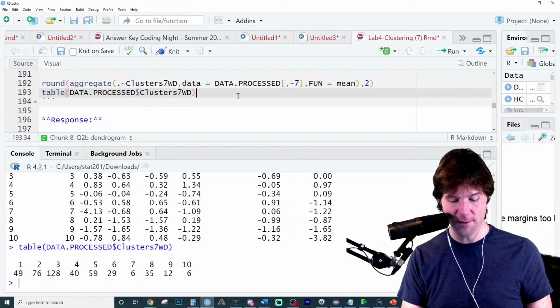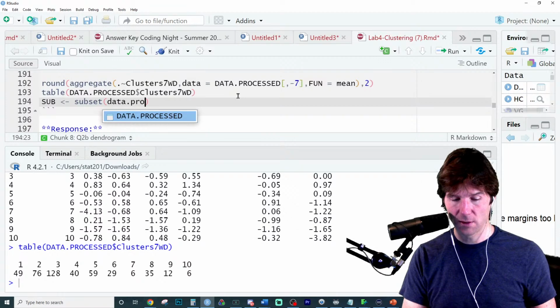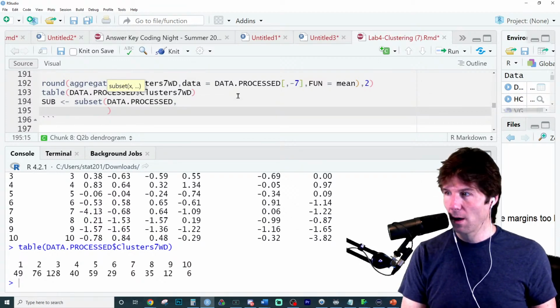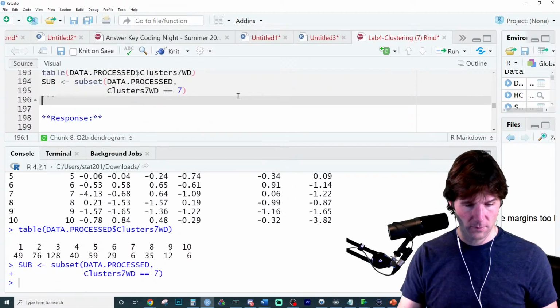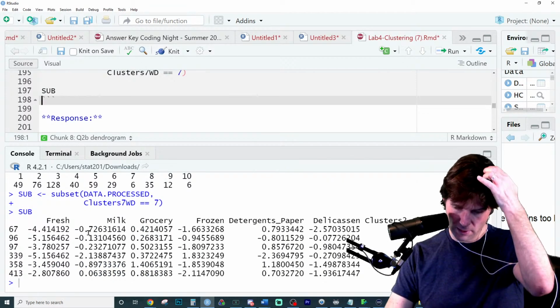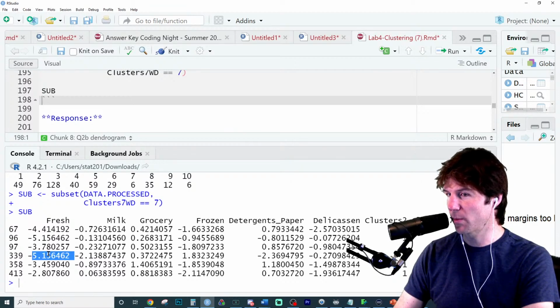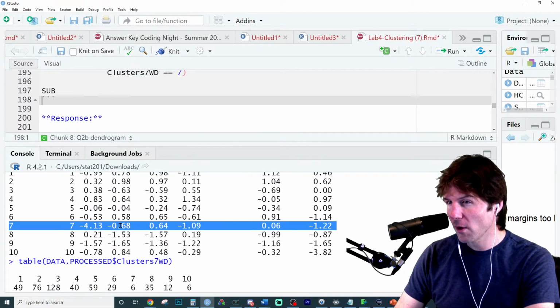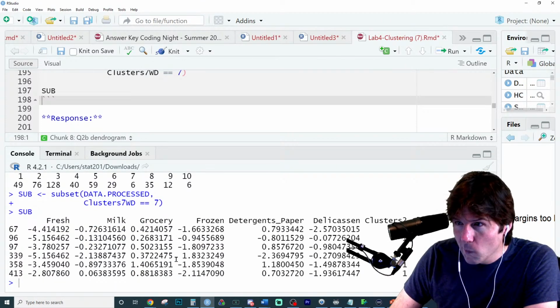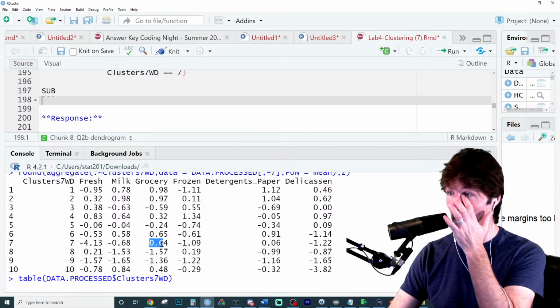And you could also go and make a subset of them if you wanted. Subset, data processed, and then cluster, what is it called? Cluster sound. And so we could take a look. And there they are right there. There's their fresh scores. You look, they really don't like fresh food. That's their main unifying characteristic, especially this person right here really, really doesn't like fresh food. Then you can see their grocery is a little bit above average, and we see that right here. Well, I shouldn't have a negative. Oh, that's grocery. I was looking at milk.